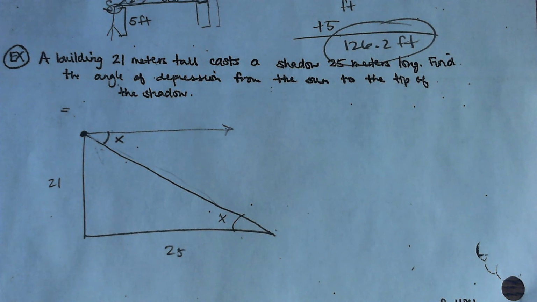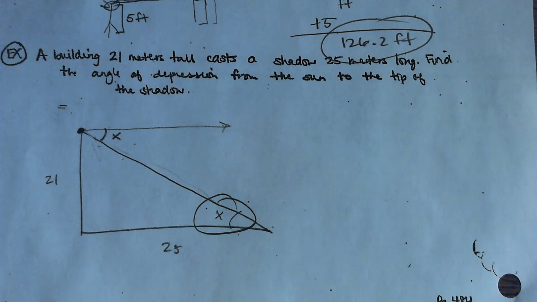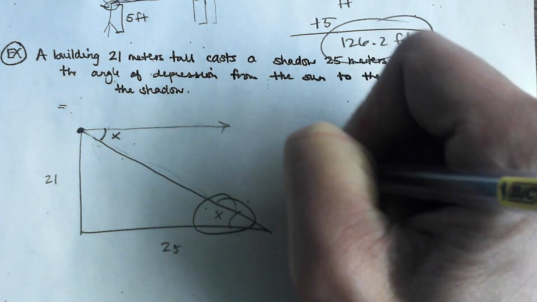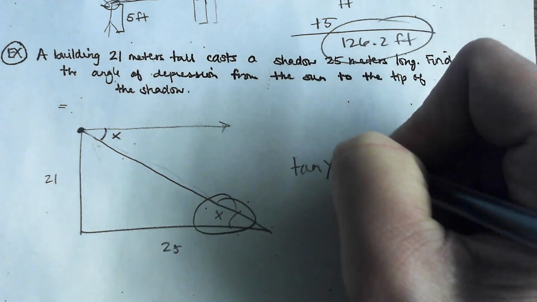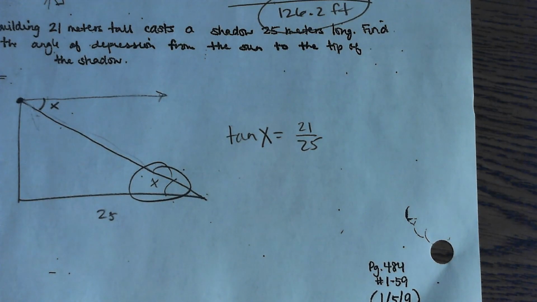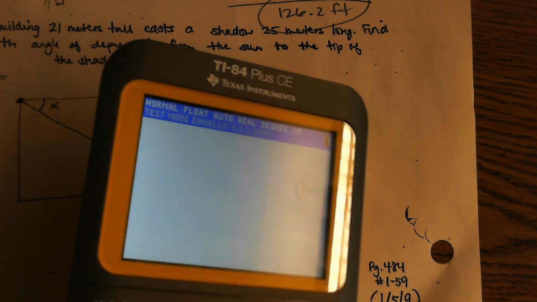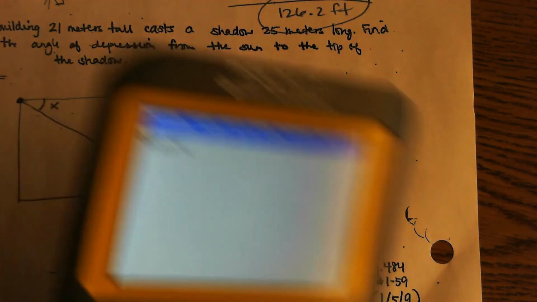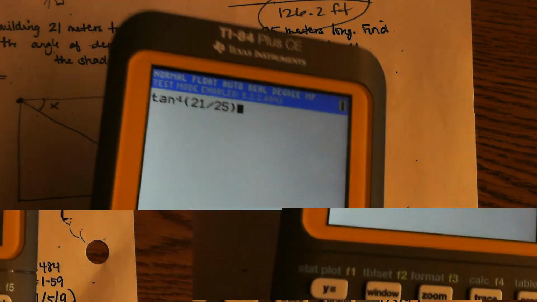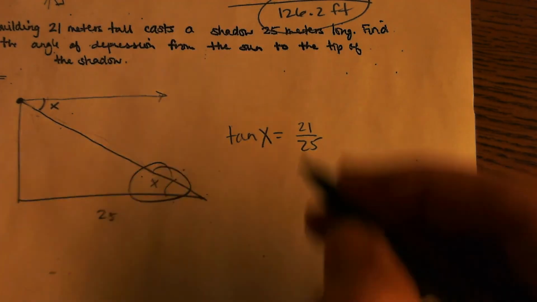So now we need to find that angle. So sine, cosine, or tangent, Mitch? Tangent of x equals 21 over 25. Do you remember on your calculator how to solve these? If you're actually looking for the angle? Inverse tangent, second inverse of 21 over 25. 40-ish degrees.